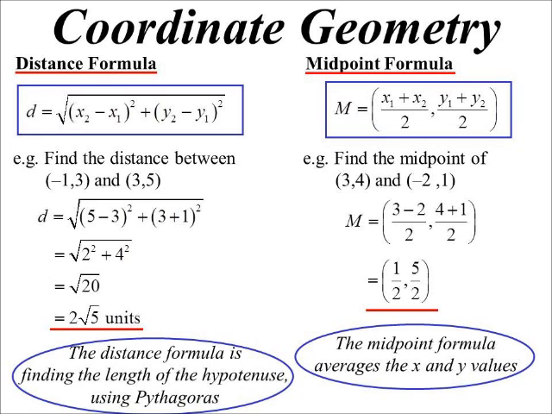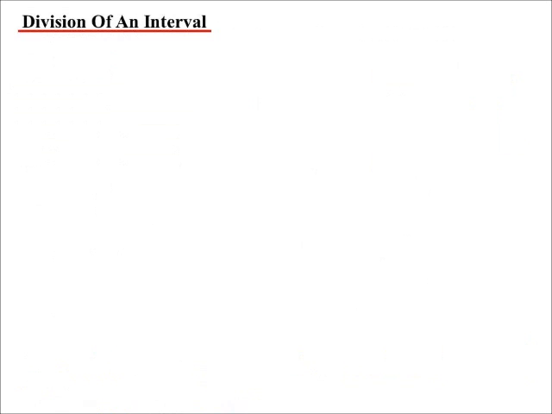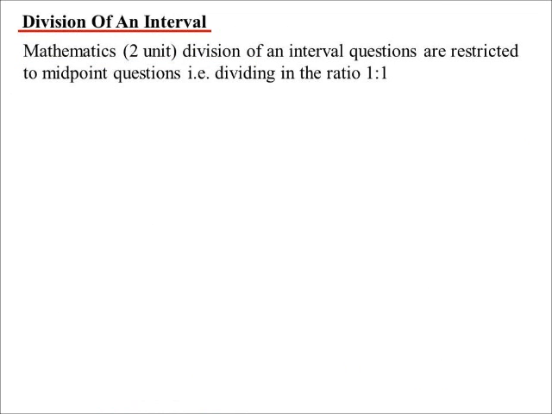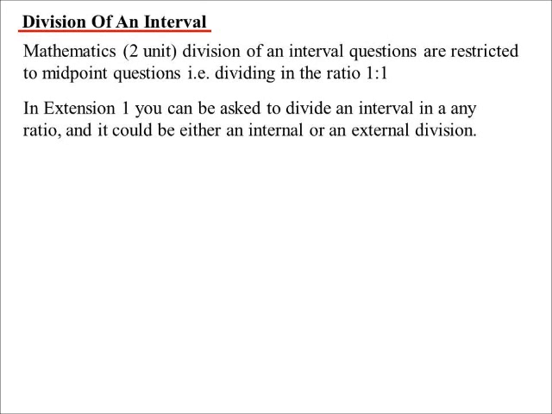Okay, well, that's the midpoint. But what's so special about the middle? I mean, we can find any other point we want in any other ratio. That's what we call dividing an interval. Midpoint's about as far as they go. Technically, it's dividing in the ratio 1 to 1, so it's nice and even. We can do it in any ratio we like, and it can be internal or external.